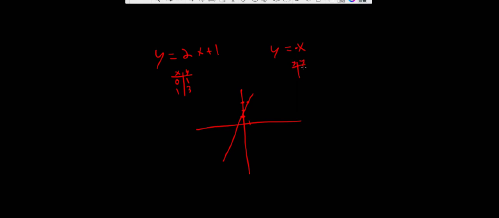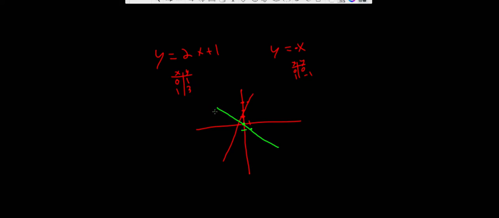So, xy chart, plug in 0, we get 0. Let's plug in 1, we get negative 1. Usually you just need 2 points, because if you connect 2 points, then you have a line. So that's already enough. Let me change the color. All right, so we have 0, 0, and then we have 1 and negative 1, which should be right here. All right, so this is our second line.